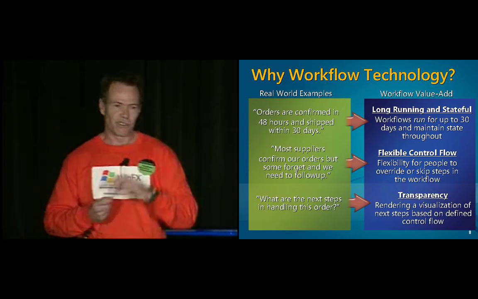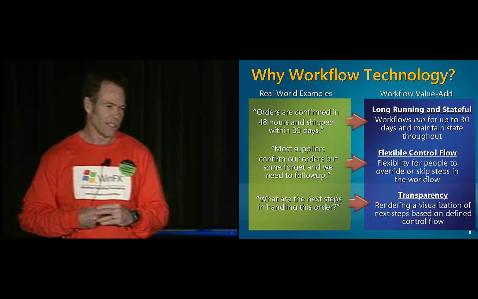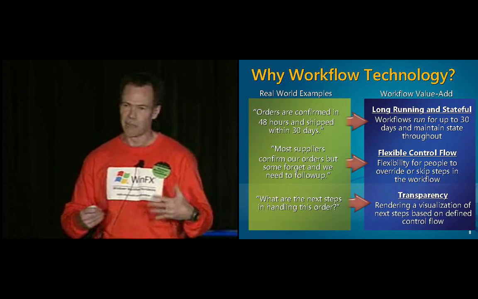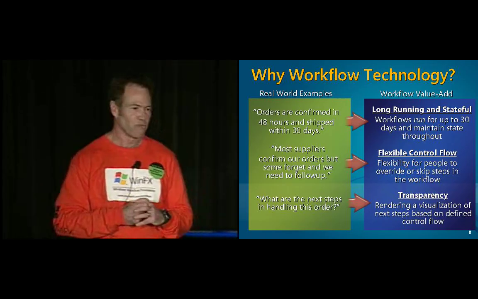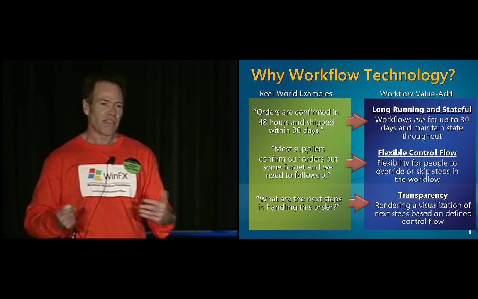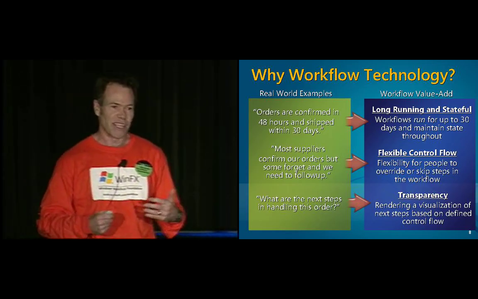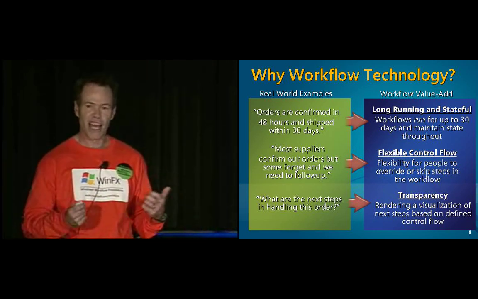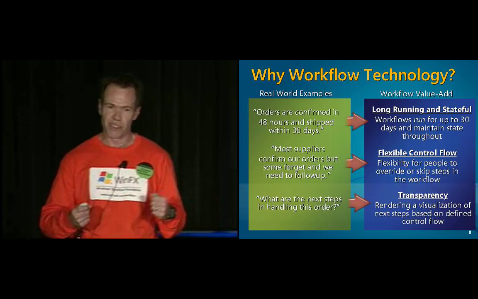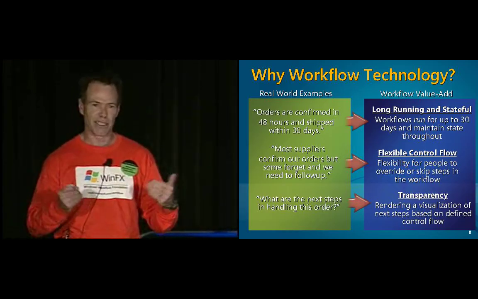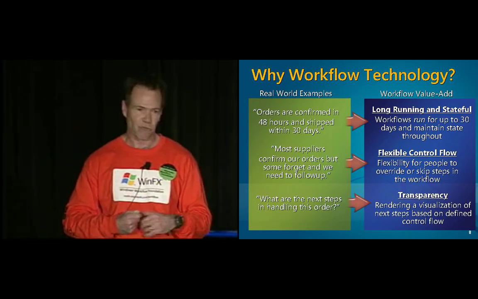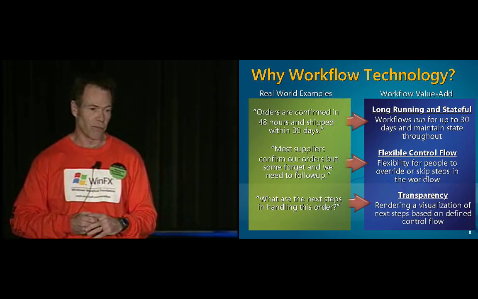In the real world, an order management system might have characteristics like I describe on this slide. For example, I could make a statement that orders are confirmed in 48 hours and shipped within 30 days. So if I have an order workflow, that means my order workflow has to live for a very long time, at least in computer time scales. This is one thing that the Windows Workflow Foundation framework provides for you automatically. It allows workflows to live for a very long time, so you don't have to deal with the persistence problems that are required to solve that problem.